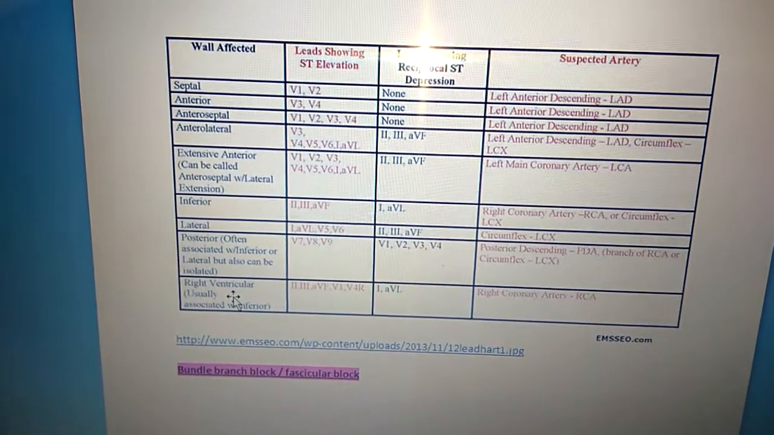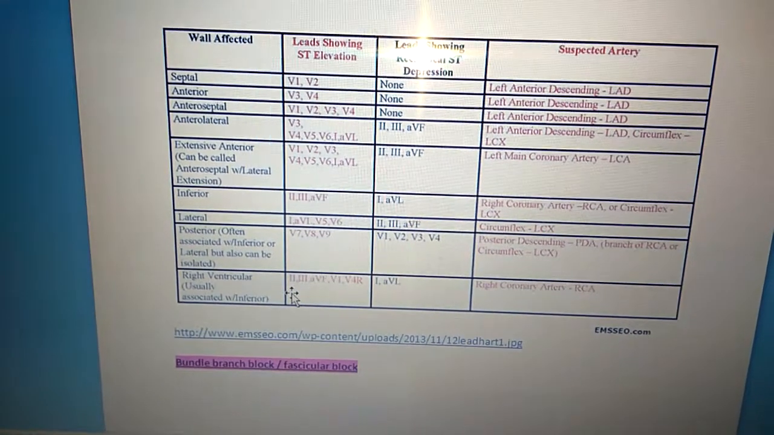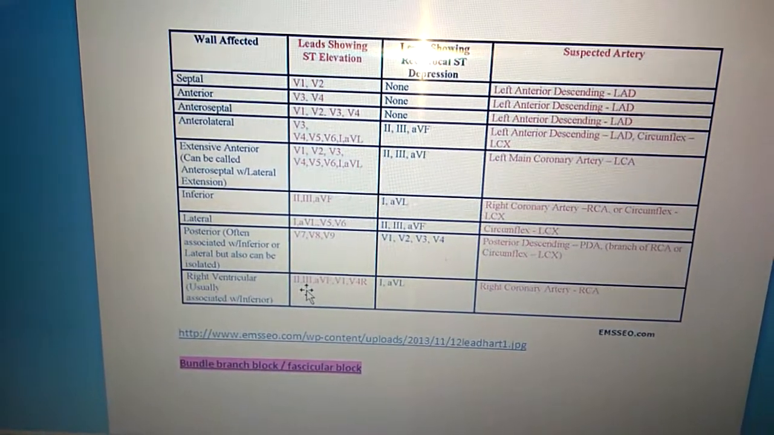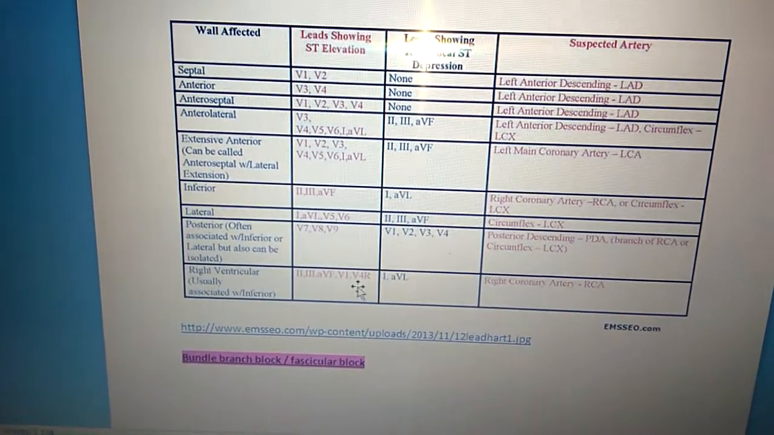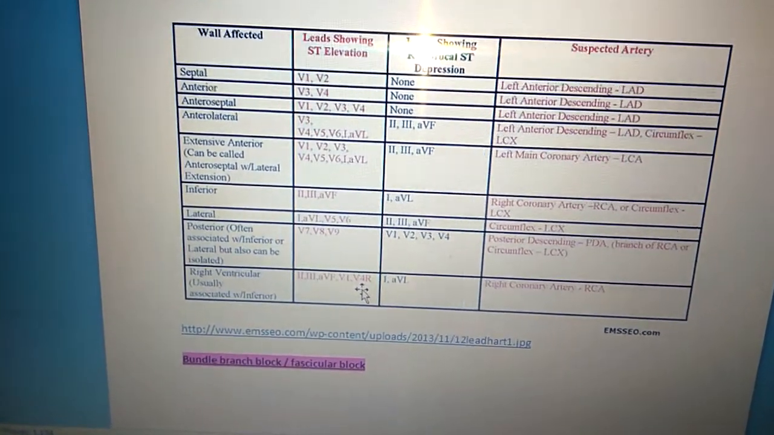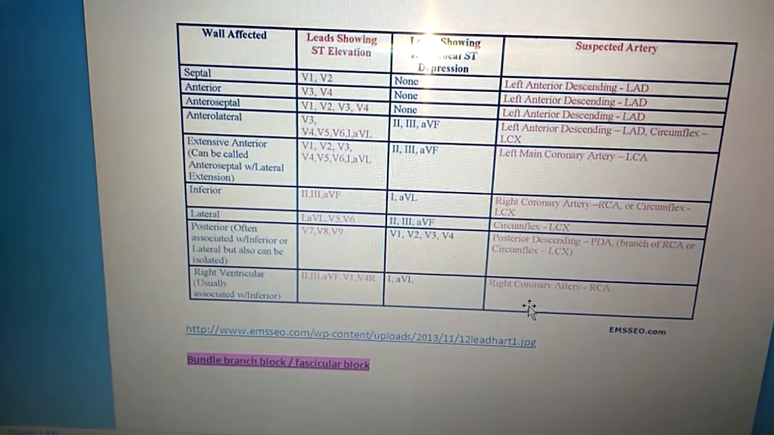If it involves the right ventricle, involving the STEMI of leads 2, 3, AVF, V1, V4R, and reciprocal changes at lead 1, AVL, we suspect right coronary artery.